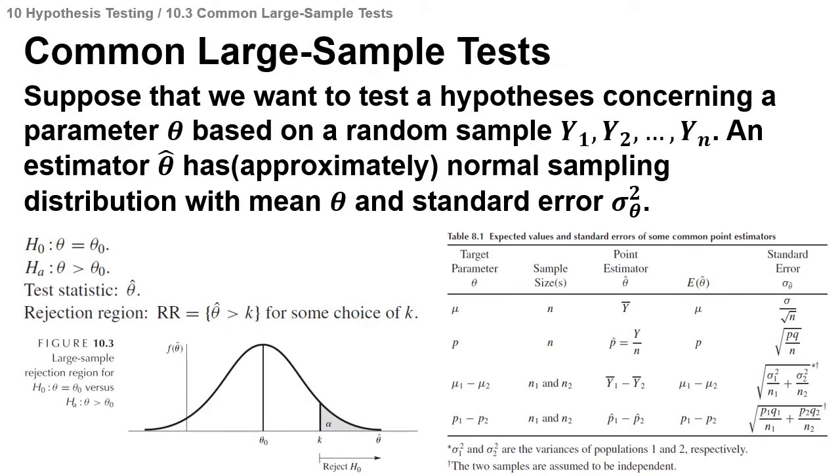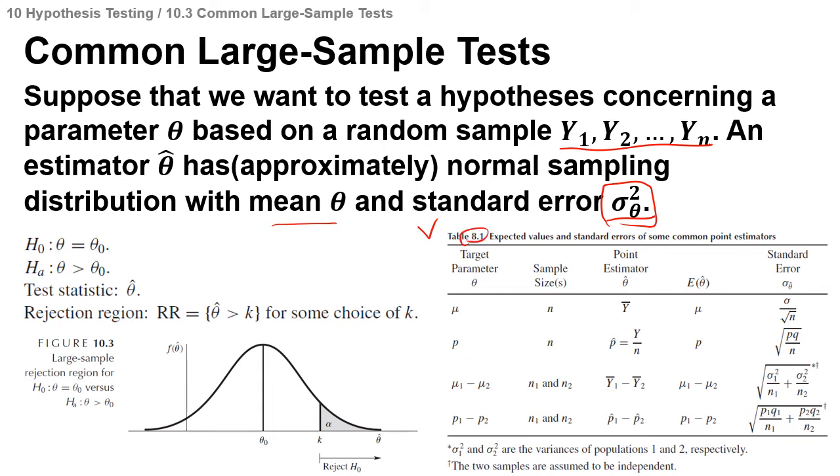Let's move on to chapter 10.3, common large sample test. Suppose that we want to test a hypothesis concerning a parameter theta based on a random sample of y1 to yn. An estimator theta hat has an approximately normal sampling distribution with mean theta and standard error sigma theta hat. Some common ones are listed in table 8.1.